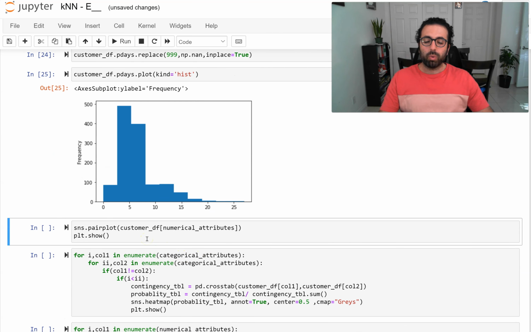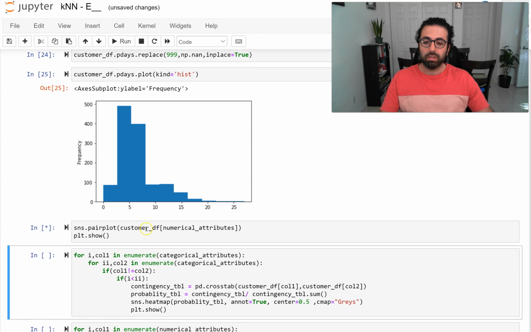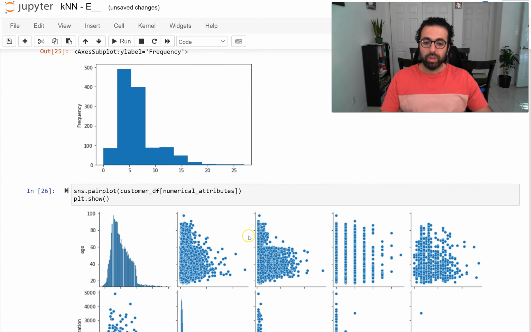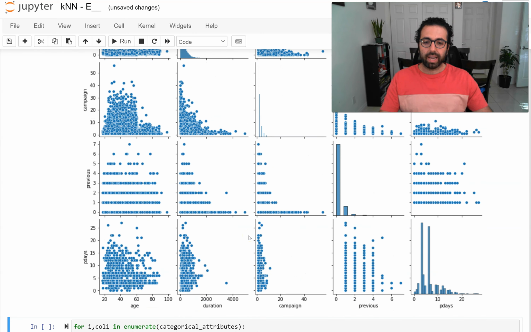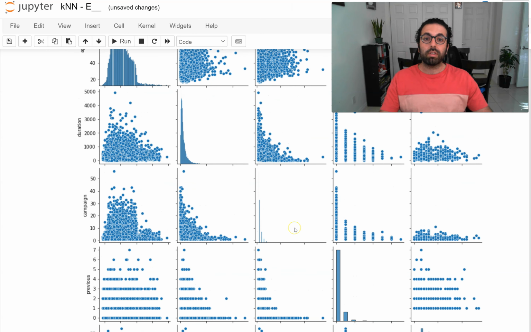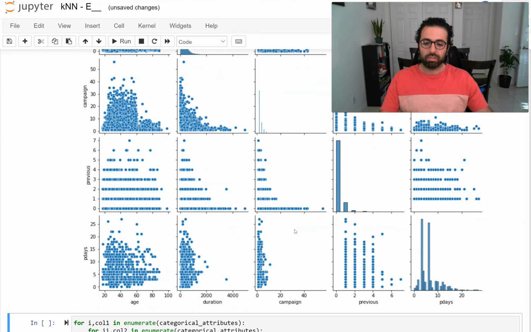So the next thing we do when we are getting to know a data set, after getting to know each attribute, is to get to know the relationships among these attributes. So we do a scatter matrix with the Seaborn pair plot for all of the numerical attributes, and also we do a heat map for the pairs of categorical attributes. Once we look at these figures, we see that there is not a stark relationship among these numerical attributes. We could not say there is a significant relationship among them that could be troublesome.